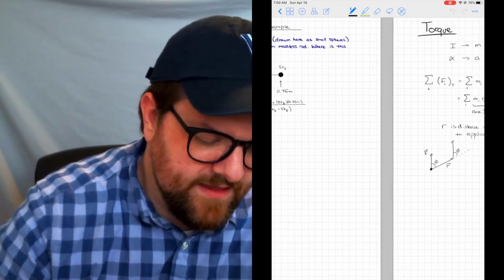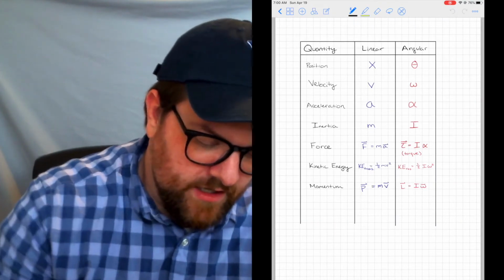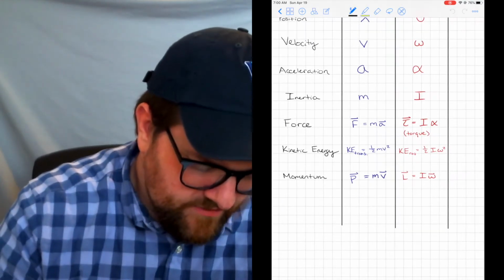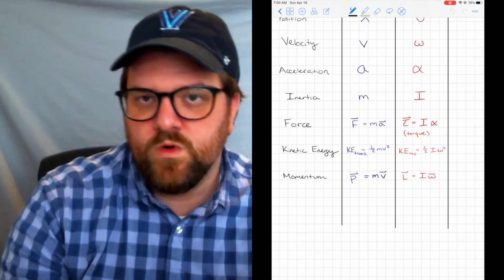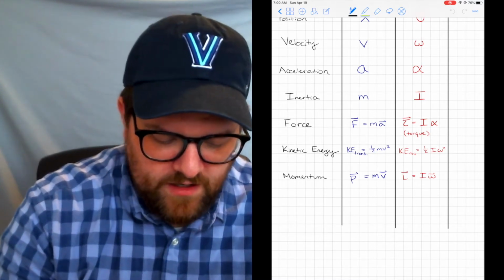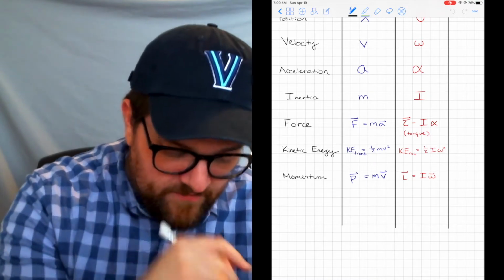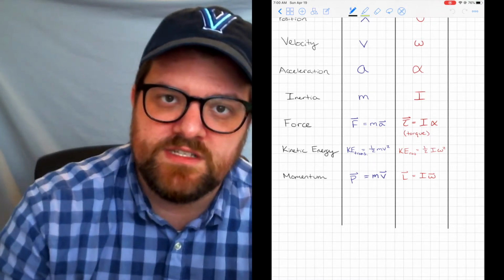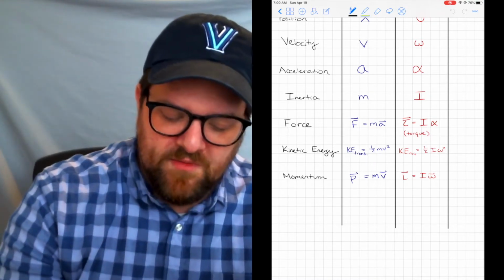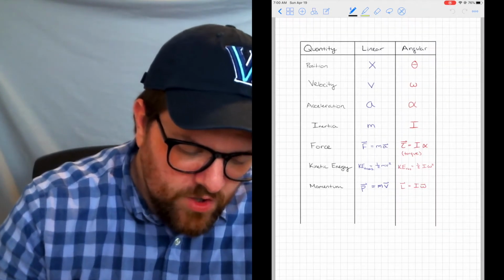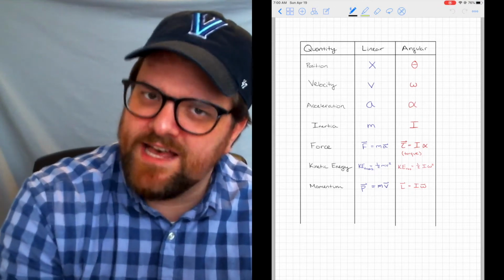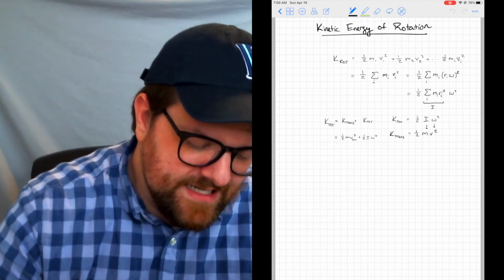We can actually add this to our quantity list, right at the bottom here. I have a very similar one-to-one translation between the two. For linear momentum, I have p equals mv. For angular momentum, I have L equals I omega. So that kind of rounds out our list here.